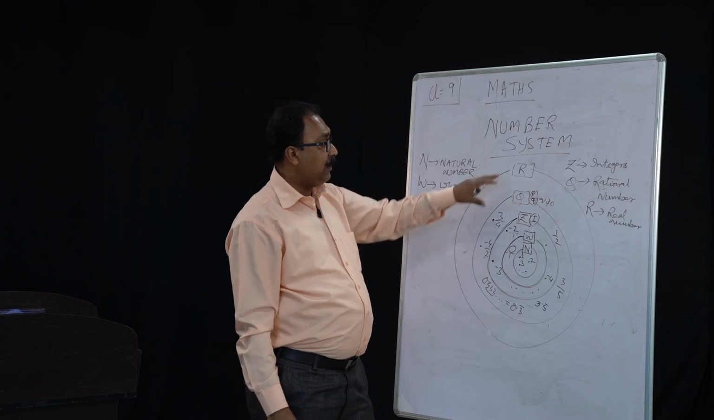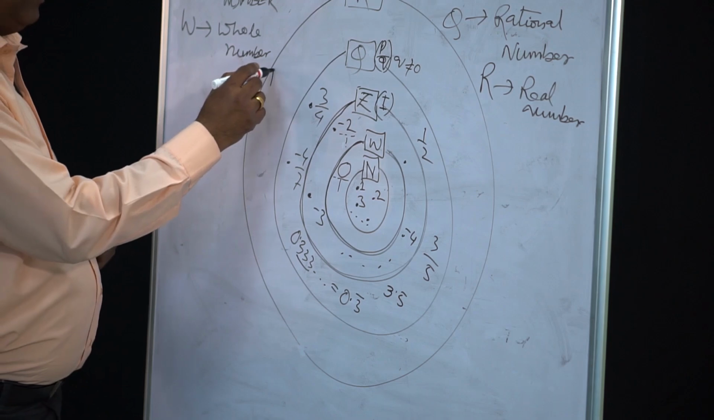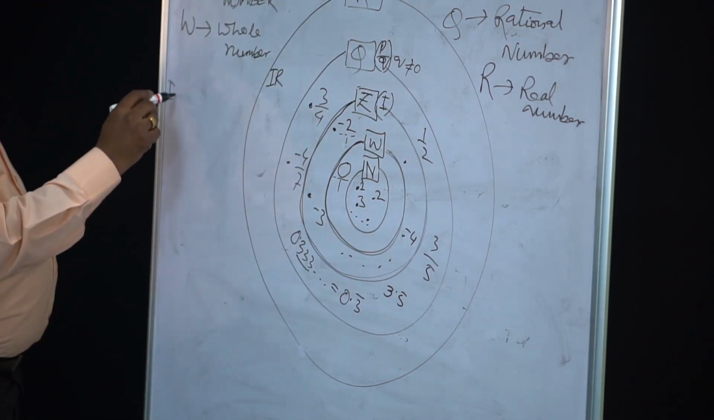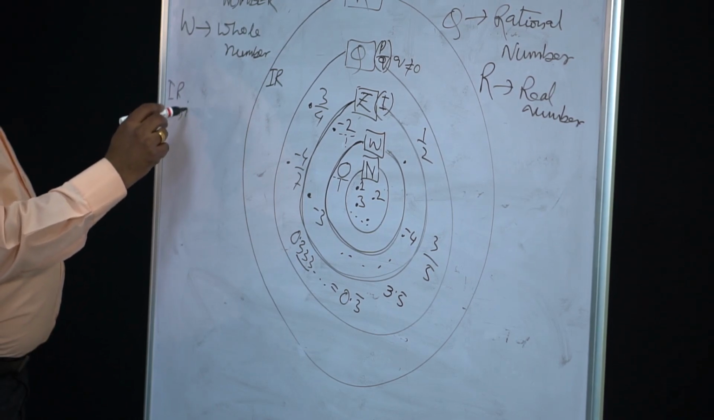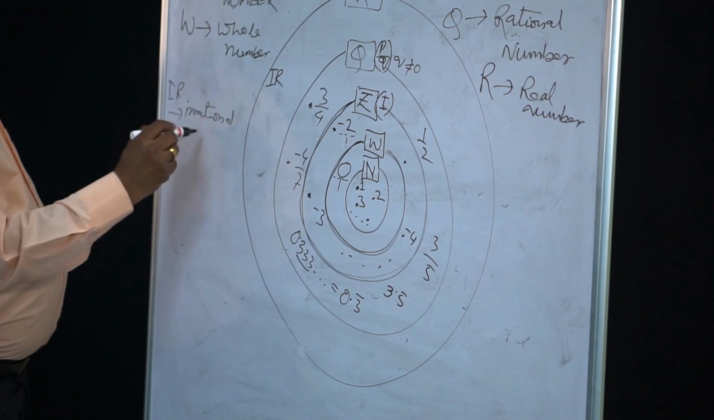Clear? Now we come to the real numbers. What is a real number? Before real numbers, you have to learn one number type, that is IR. What is the indication of IR? Irrational number, okay? Irrational numbers.